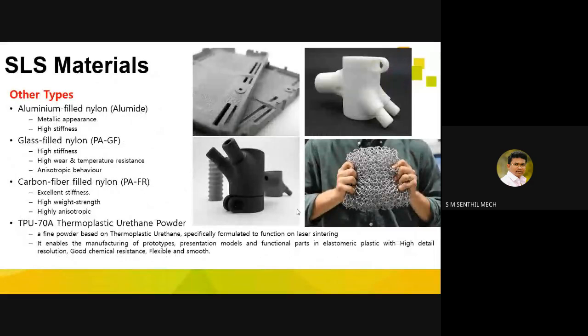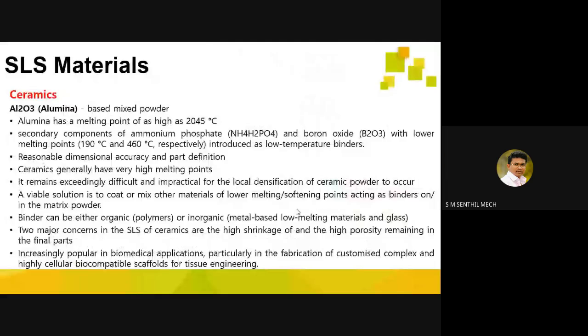So today we'll be discussing one more, the most advanced material which is used for SLS, that is selective laser sintering, and that is ceramics. The ceramic is nothing but your Al2O3, aluminum oxide. It is a mixed powder. It will be used in powder form, as you know, for SLS.